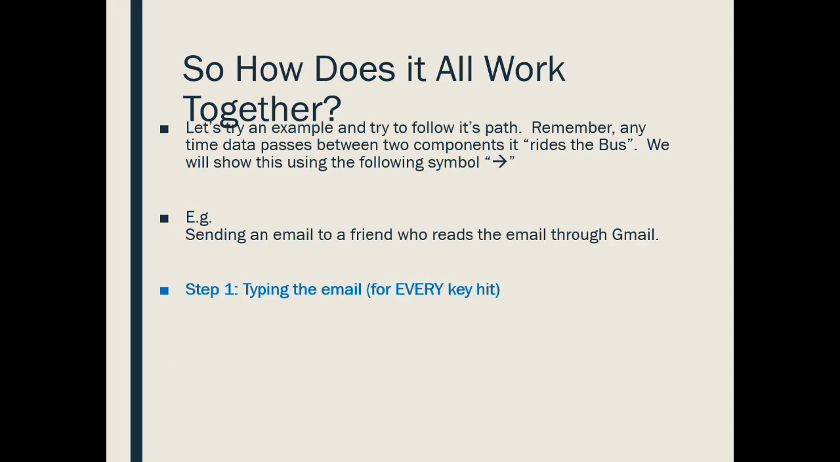So how does it all work together? Pardon the formatting. Let's try a quick little example and try to follow the path. Whenever you see one of the arrows, think of that as data traveling from point A to B. It's on the bus. Okay? So let's say we want to send an email to a friend and they read their email through Gmail, an online client. As we're typing that email, for every single key that's hit, we touch the keyboard.